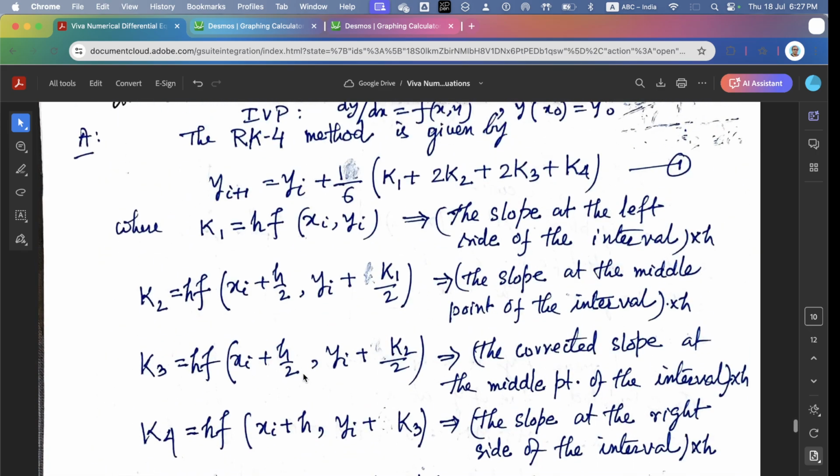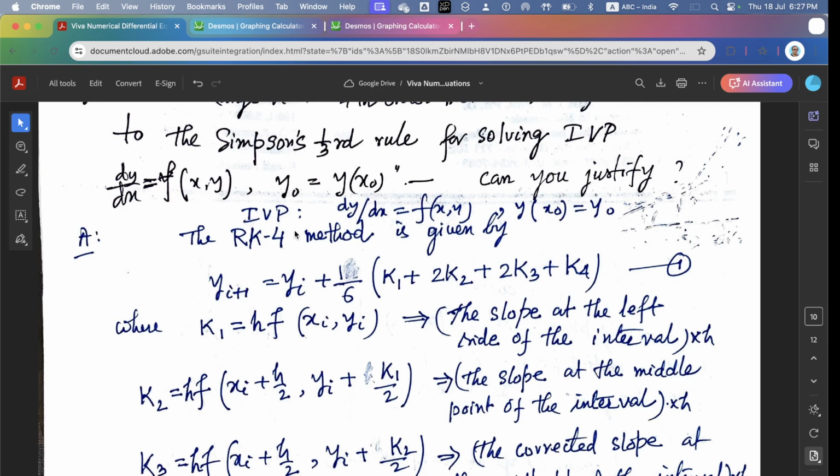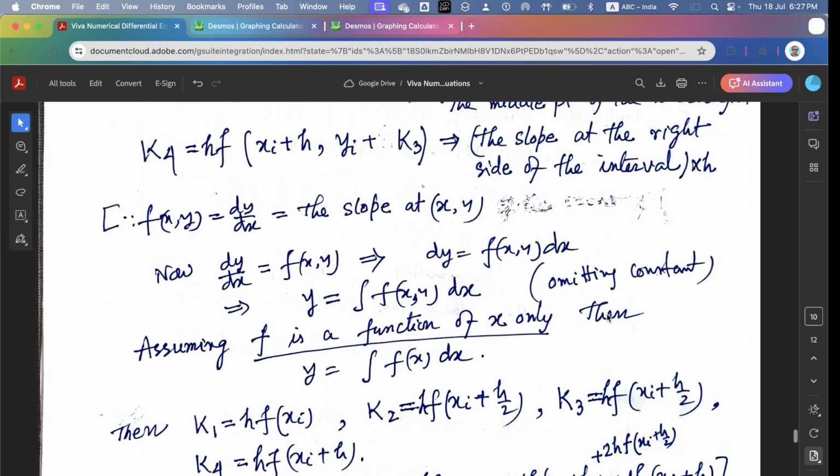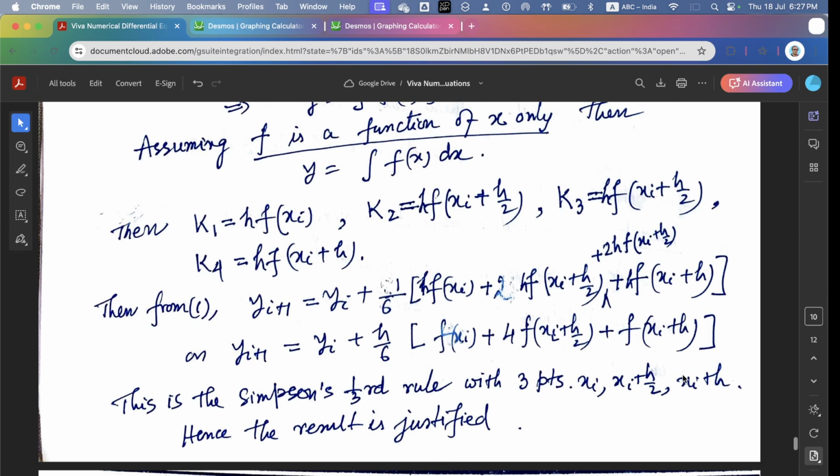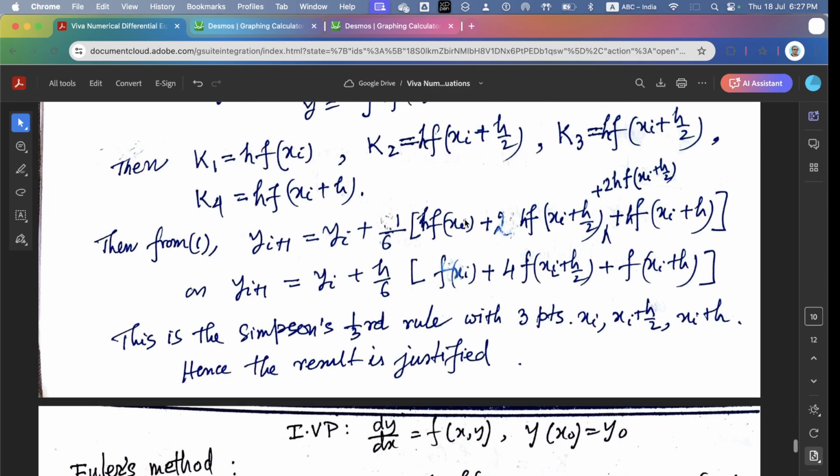Put all these values in equation 1: y(i+1) equal to yi plus 1 by 6 (k1 plus 2k2 plus 2k3 plus k4). So we get yi plus h by 6 times [f(xi) plus 4 f(xi plus h by 2) plus f(xi plus h)]. Clearly, this is just Simpson's one-third rule with three points: xi, xi plus h by 2, and xi plus h. Hence, the result is justified when f is a function of x only.